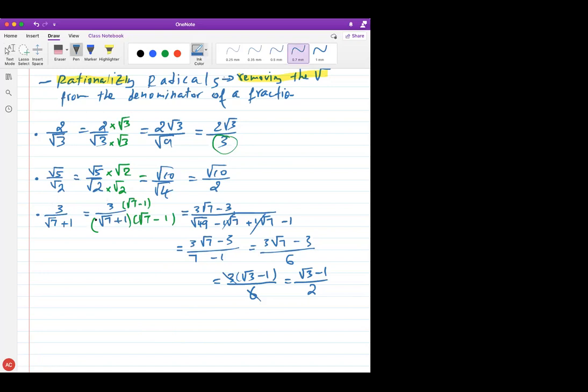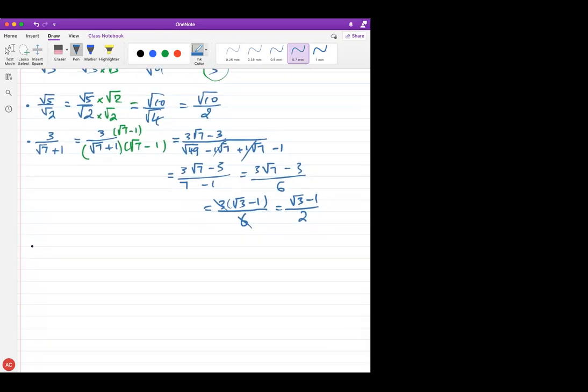Okay, so that's pretty much as complex as it can get with the radicals. When you have two things here, not just one, multiply by itself, but don't forget to switch the sign, multiply and simplify. Again, the keyword here is rationalize. So when it says rationalize, you just need to get rid of the radical from here.